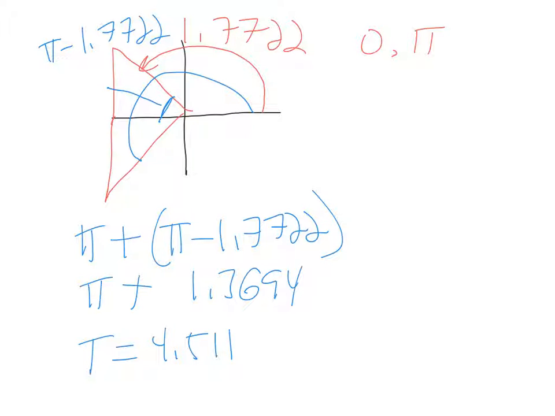So then I really want to think about whether there are going to be more solutions than just these two here, plus those other two that I found. The only way I can get back to this angle is to go all the way around again. That will make an angle larger than 2 pi, so that's outside the range. And the same thing here, I'm going to go around again, that'd be bigger than 2 pi. So there's only going to be the 4 solutions: 0, 1.7722, pi, and 4.511. Those are the 4 solutions to this trig equation.